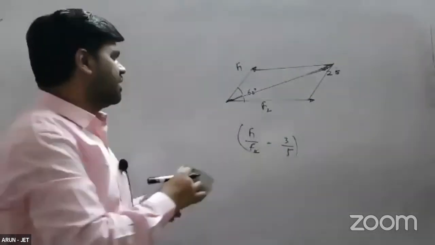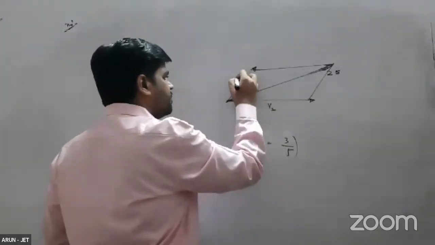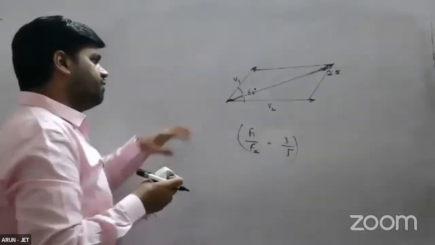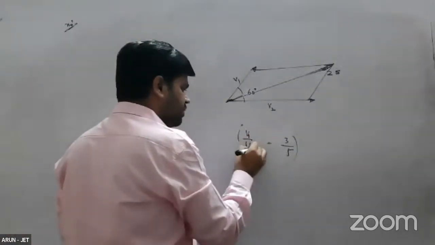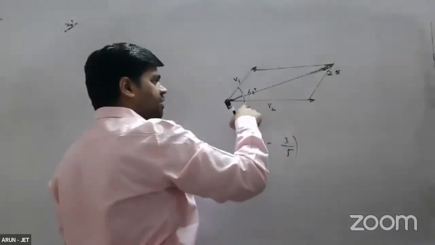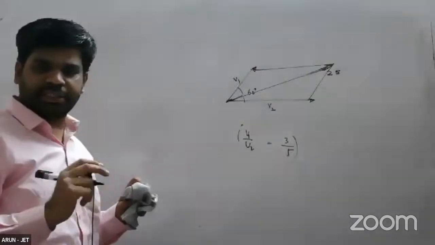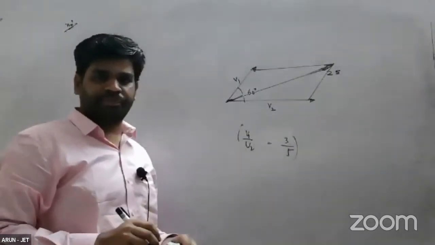How to find out F1 and F2, or let's say V1 and V2 vectors. Let's say V1 and V2, otherwise we are getting confused with forces. So I've got two vectors V1 and V2. The ratio of V1 and V2 is 3 is to 5, and the resultant is 25 at an angle of 60 degrees. So the angle between the vectors is 60 degrees. I have to find V1 and V2.